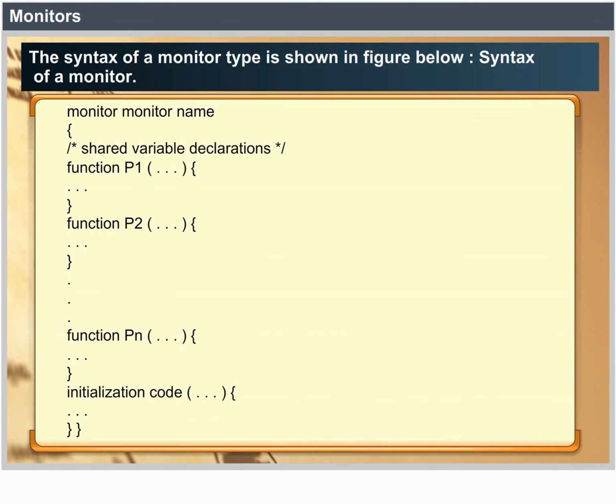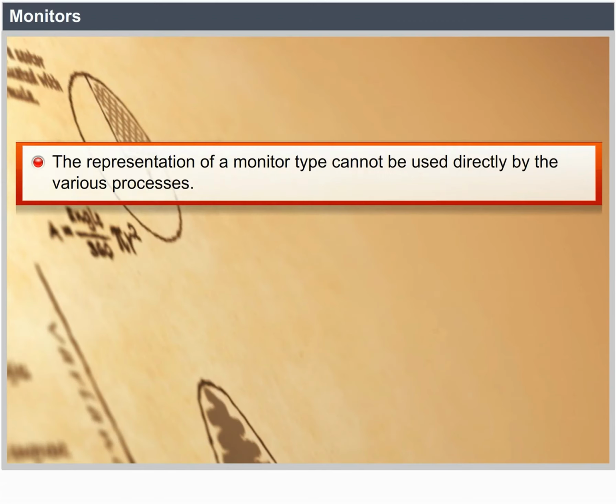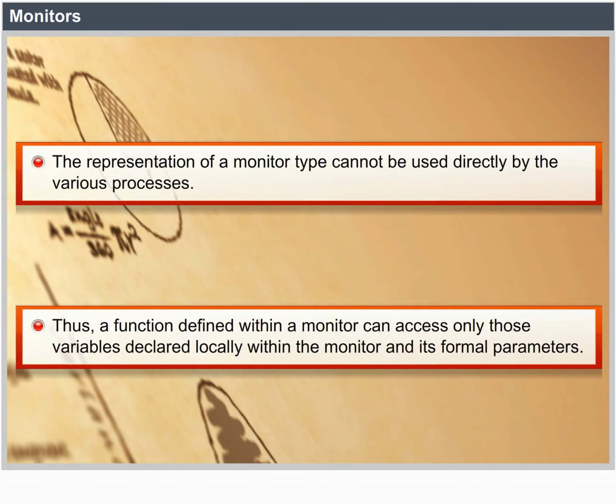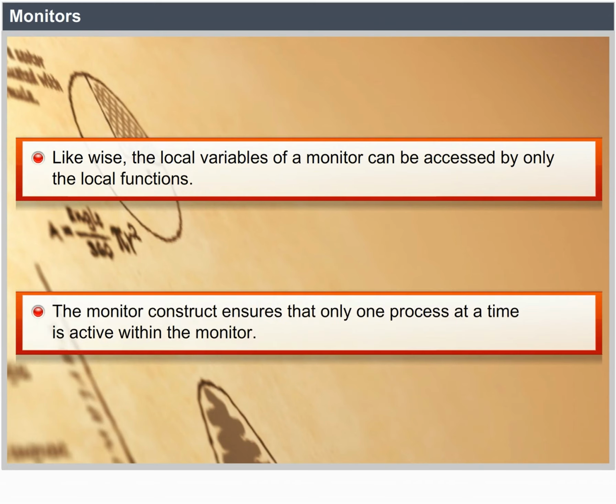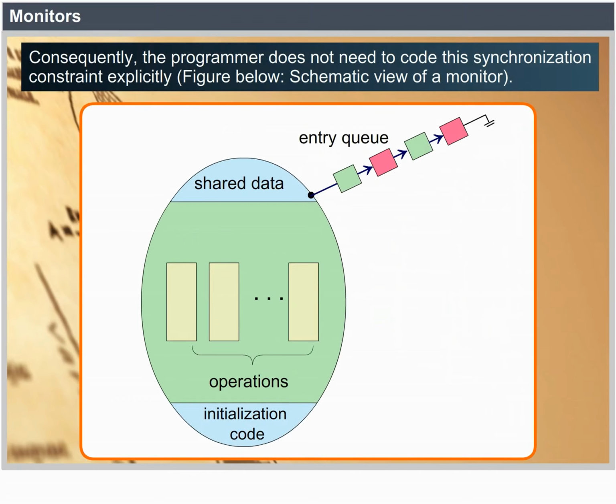The representation of a monitor type cannot be used directly by the various processes. Thus, a function defined within a monitor can access only those variables declared locally within the monitor and its formal parameters. Similarly, the local variables of a monitor can be accessed by only the local functions. The monitor construct ensures that only one process at a time is active within the monitor. Consequently, the programmer does not need to code this synchronization constraint explicitly. Figure below, schematic view of a monitor.